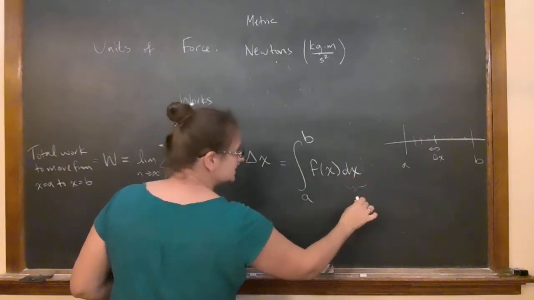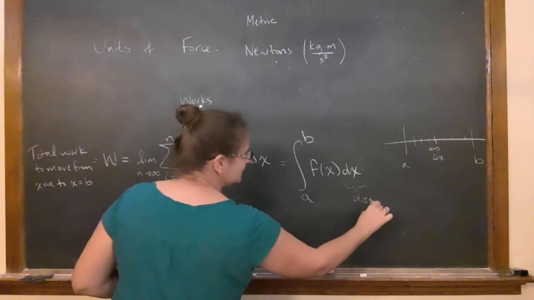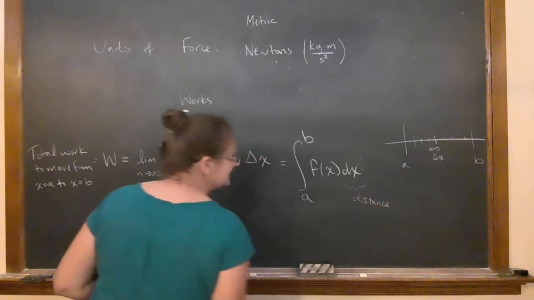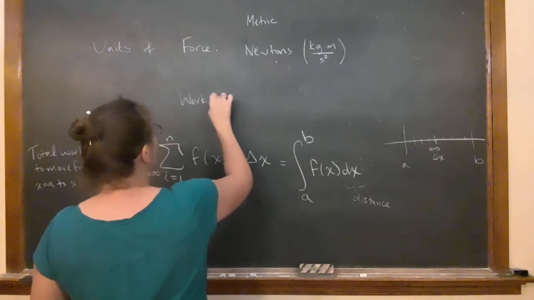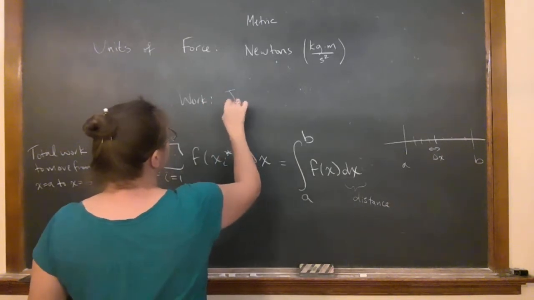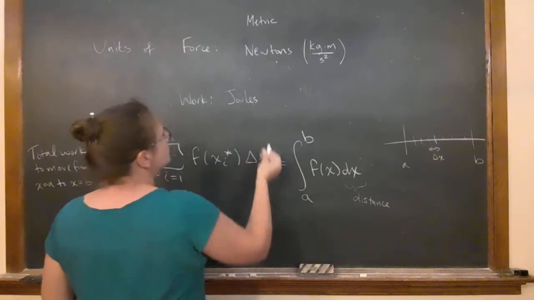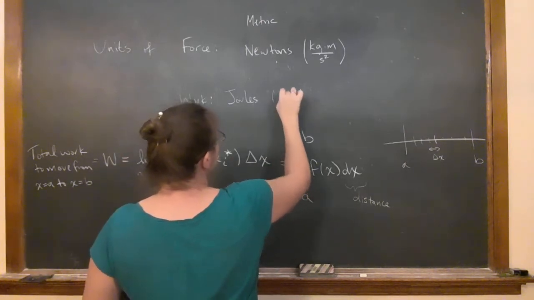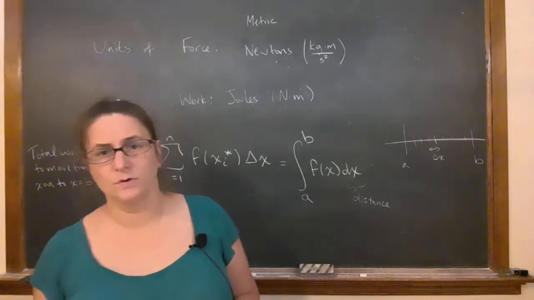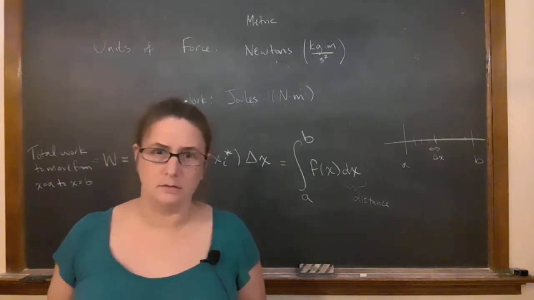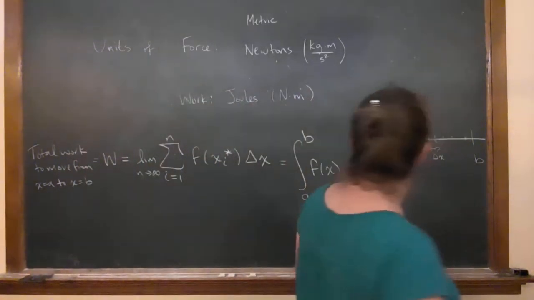So here's the distance part, right? That's the dx, but you don't want to forget the dx. That's the distance, and that's going to also be in meters. So work is actually called joules, and it's newton meters, but if you write newton meters, it's correct as well, if you forget that it's joules.